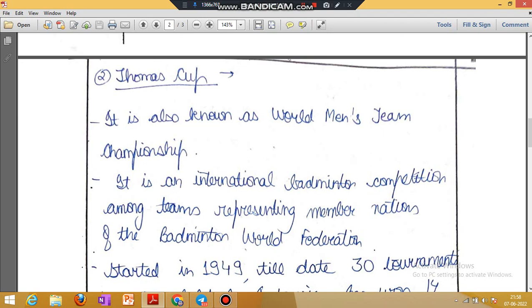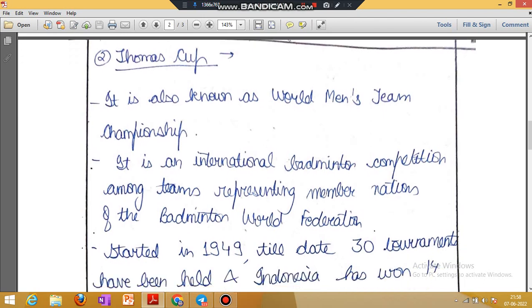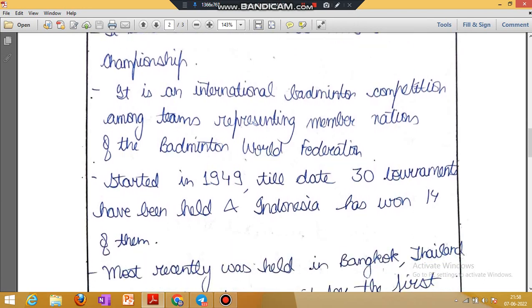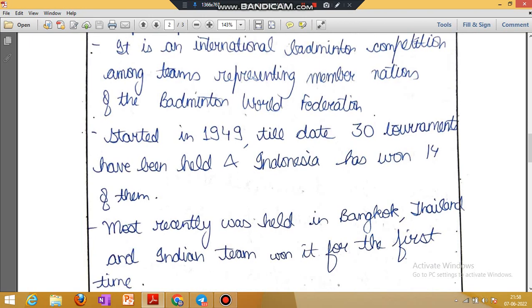So what is it? It is an international badminton competition among teams representing member nations of the Badminton World Federation. It was started in the year 1949, and till now 30 tournaments have been held, and Indonesia has won 14 of them. But why was this important? Because most recently it was held in Bangkok, Thailand, and the Indian team has won it for the first time.